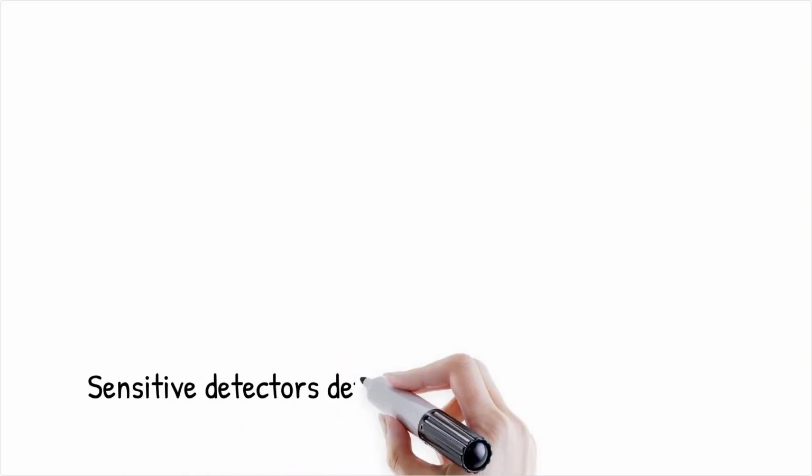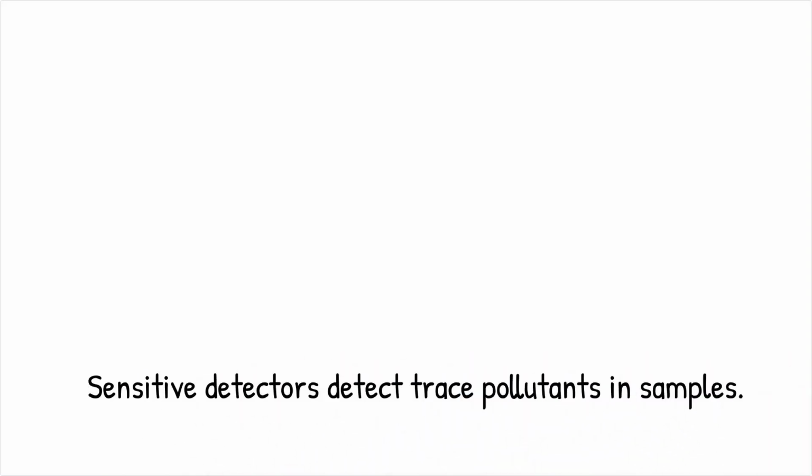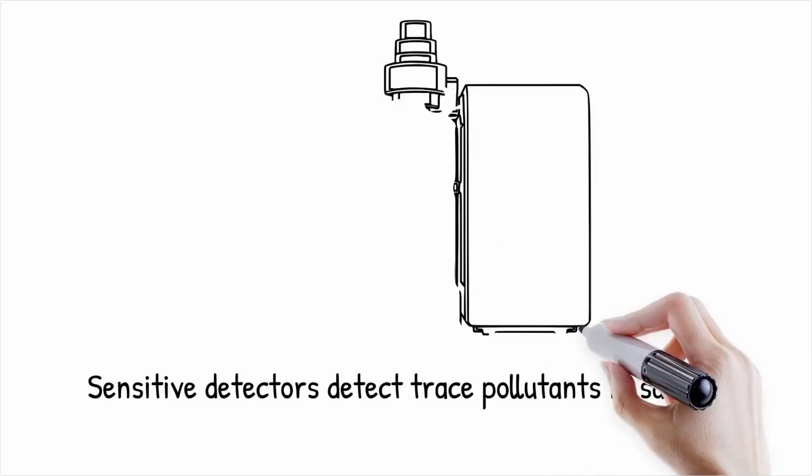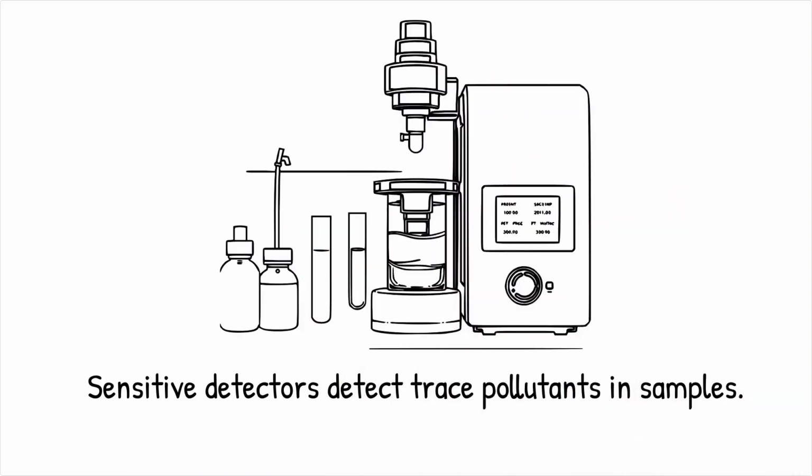Modern detectors, such as electron multipliers or Faraday cups, are highly sensitive and capable of detecting even trace amounts of substances. In environmental analysis, mass spectrometry can detect trace levels of pollutants like pesticides in water samples. The detector is like a microphone, capturing the voices of ions and translating them into data.